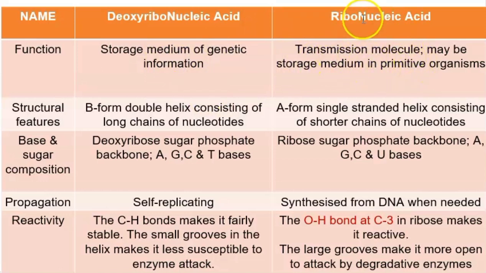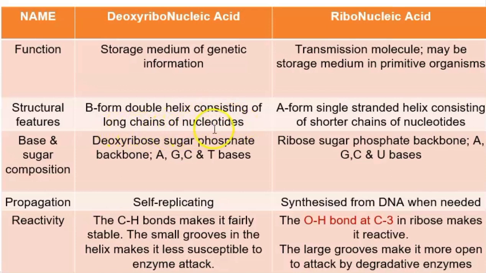Transmission, because it's DNA that is transcribed to messenger RNA. That's why they call it what? Transmission molecule. Transmission means it is the information in the DNA that is transmitted to the messenger RNA. So it's a transmission molecule, and it may be a storage medium in primitive organisms. Then structural features: one of the differences we can see is in their structural features. We say the DNA has what? Beta form double helix consisting of what?